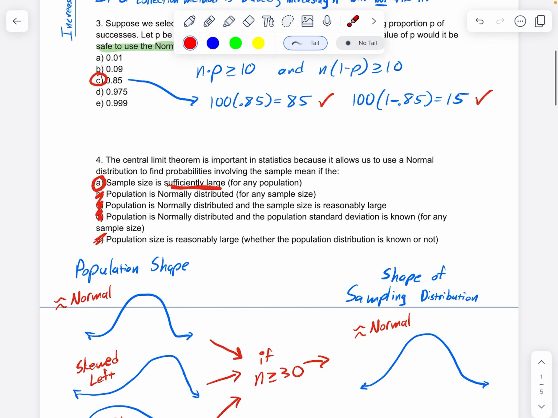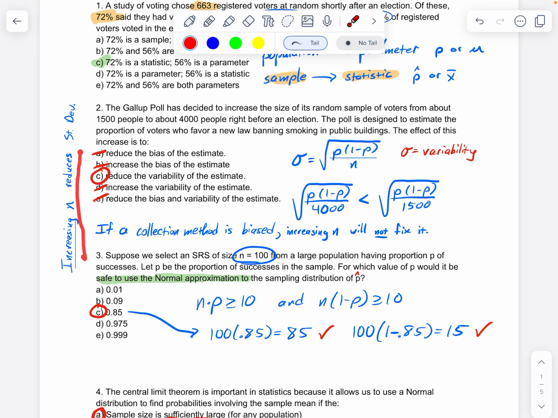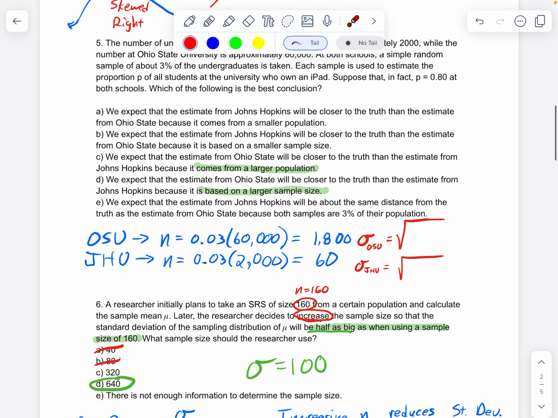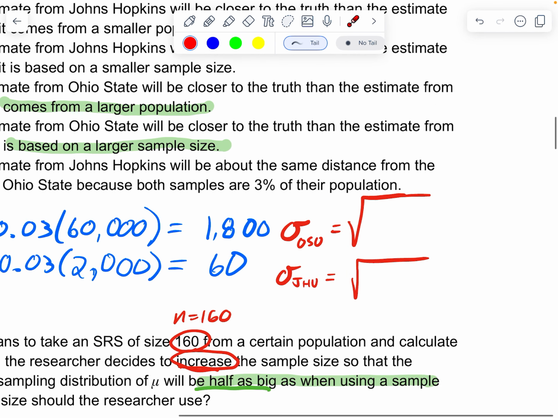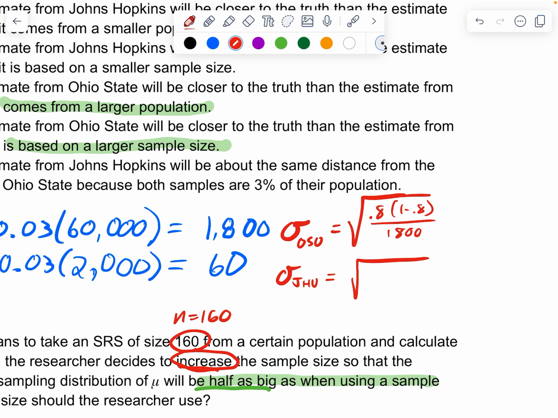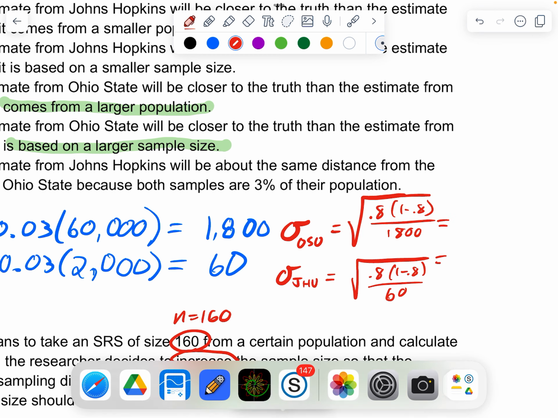And what did we just learn up here? Increasing sample size reduces standard deviation. But if you don't remember that, you can still calculate it. It says, suppose that P equals 0.80 at both schools. So when I do the formula, 0.8 times 1 minus 0.8 over 1800 versus 0.8 times 1 minus 0.8 over 60, you get this to play out in real time.